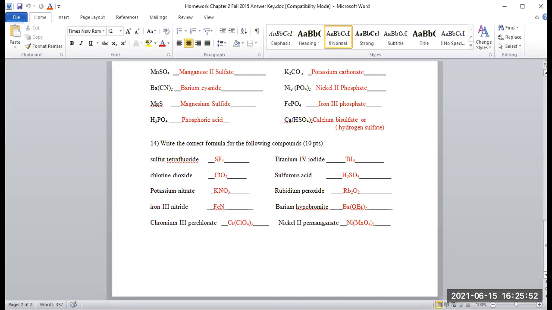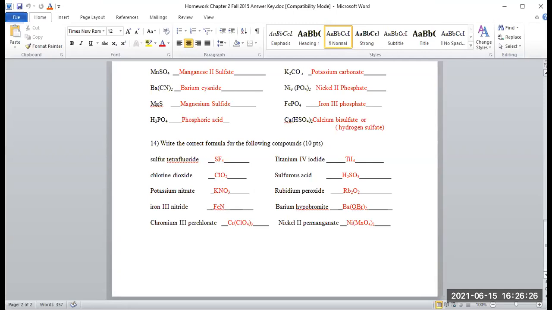Nitride has no oxygens. Iron 3 nitride. The iron has a +3 charge, as indicated by the name. Nitride has a -3 charge because of where it is on the periodic table. You only need one atom of each. Chromium 3 perchlorate. You need to have parentheses around your perchlorate polyatomic, and there should be a little 3 on the outside there to indicate that there are 3 of them.